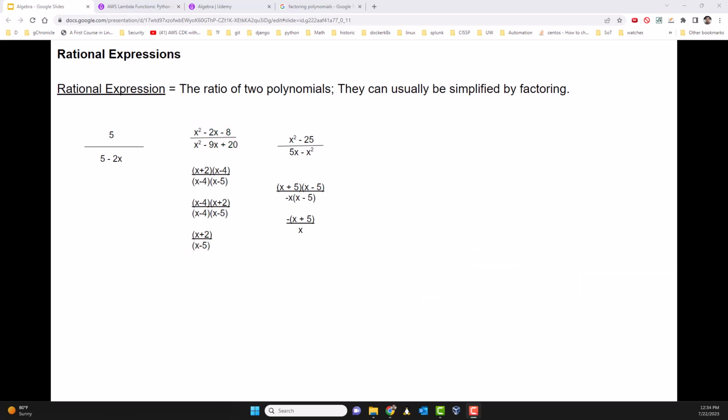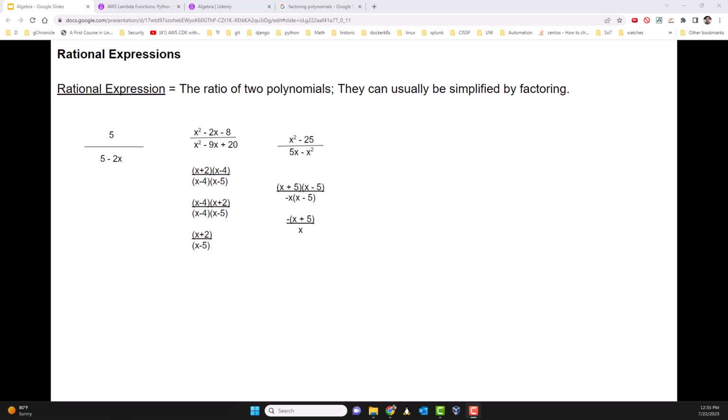Let's take a look at one more of these real quick. We have x squared minus 25 over 5x minus x squared. The numerator can be factored out to x plus 5 times x minus 5. And the denominator can be factored out to negative x times x minus 5. Again, after simplifying we have like terms here, so we can cancel out the x minus 5's. And what we're left with is minus x plus 5 over x.